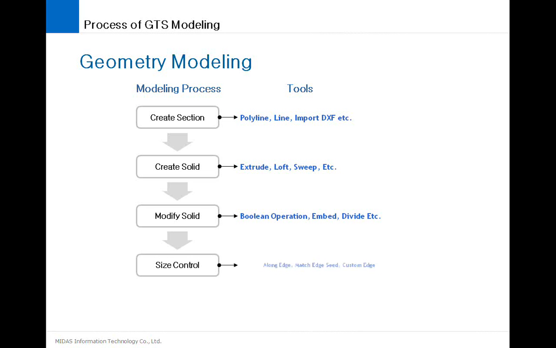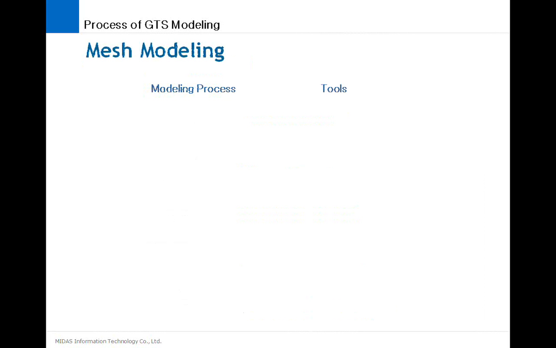You do the size control using size control along edge, size control using match edge seed or the custom edge, and after you do size, you generate mesh, which means you do the whole 3D modeling first and then you do the meshing.